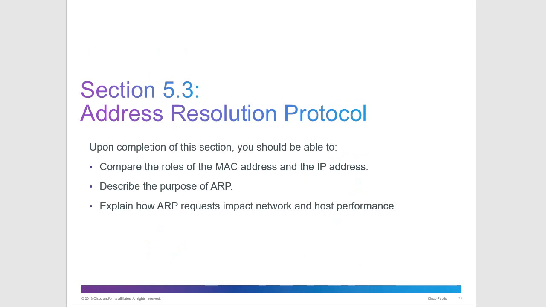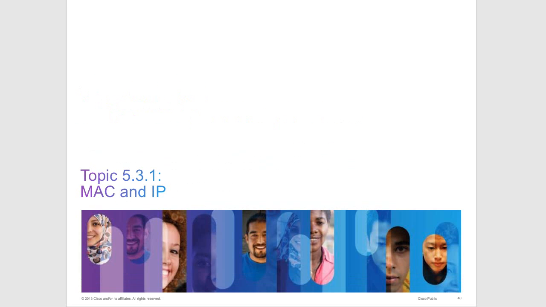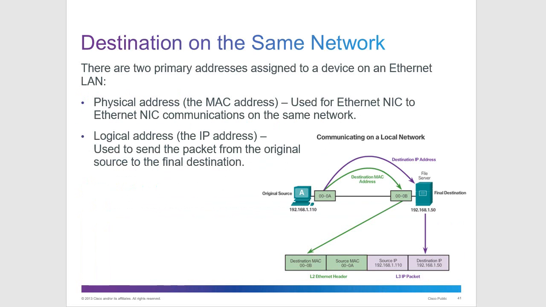And we move forward. The last section, ARP, Address Resolution Protocol. Okay, so after this section, we will compare the roles of MAC addresses and the IP address table, describe ARP, and explain how ARP impacts the network and host performance. So here we go.